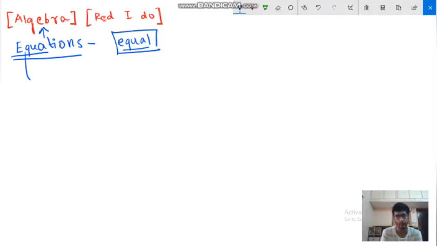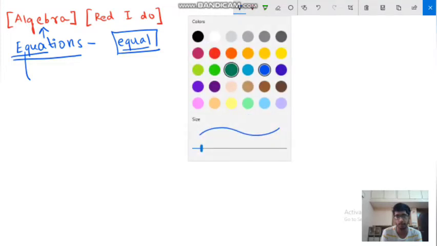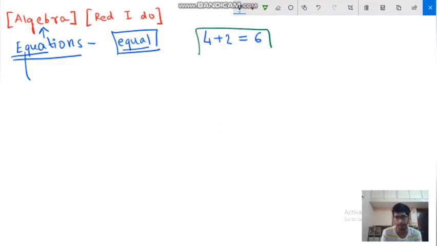For example, if I write 4 plus 2 is equal to 6, is this an equation? Think about it. Take a pause of 2 seconds. Coming back. Yes, so when you see the left hand side, LHS, and the right hand side, RHS, when both are equally balanced, that is called an equation.